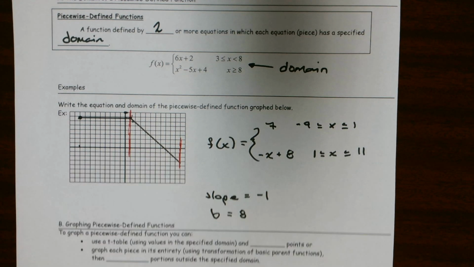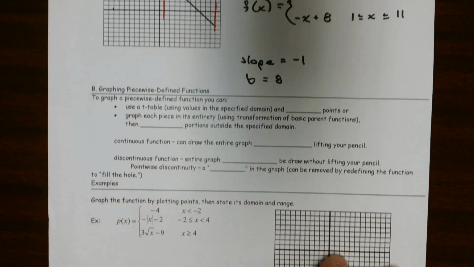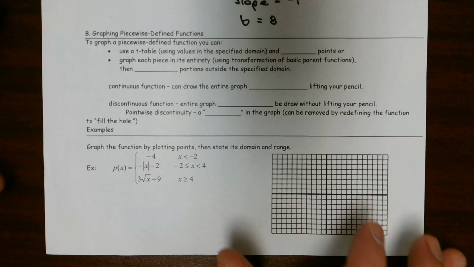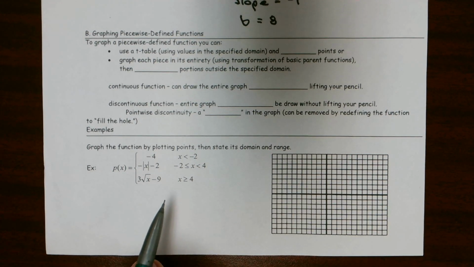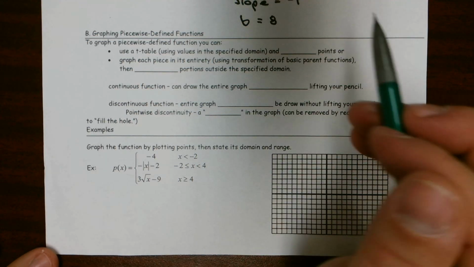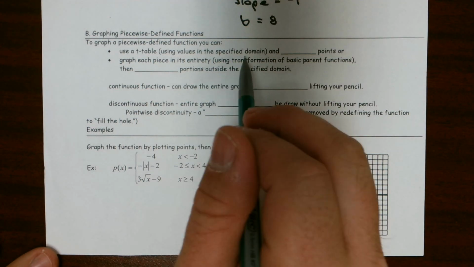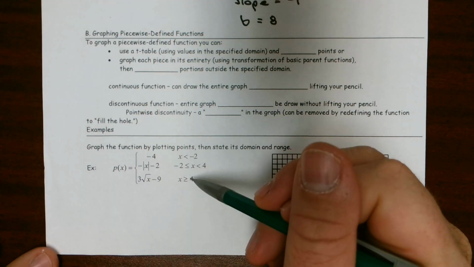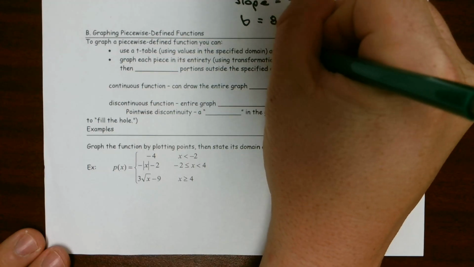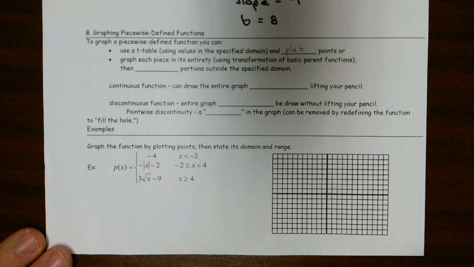Okay, so let's move on now into graphing a piecewise function. So graphing piecewise functions from the function here. First of all, let's fill in some blanks. You have a couple ways that you can do graphing. You can use a t-table, using values in the specified domain. So plugging in x values within the domain that they give you, and you can plot those points. That's a fine strategy as long as you know the shape of the graph. You do need to know your parent functions.